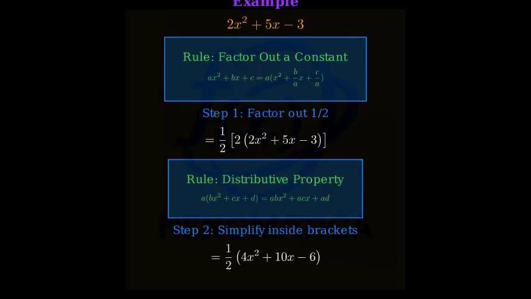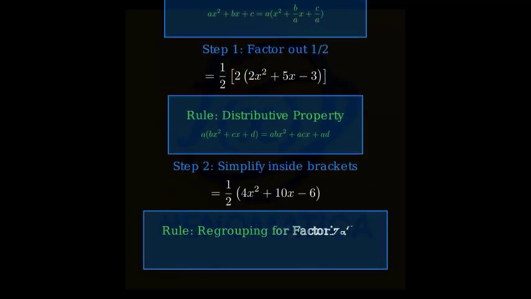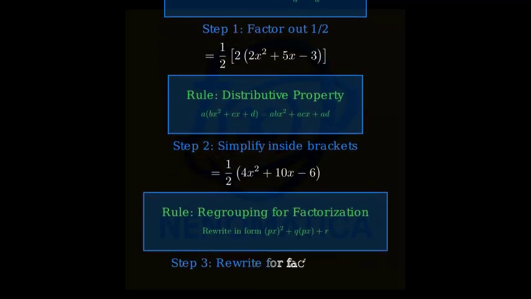2 times 2x squared gives us 4x squared. 2 times 5x gives us 10x. And 2 times negative 3 gives us negative 6. In the third step, we'll rewrite our expression to prepare for factoring.